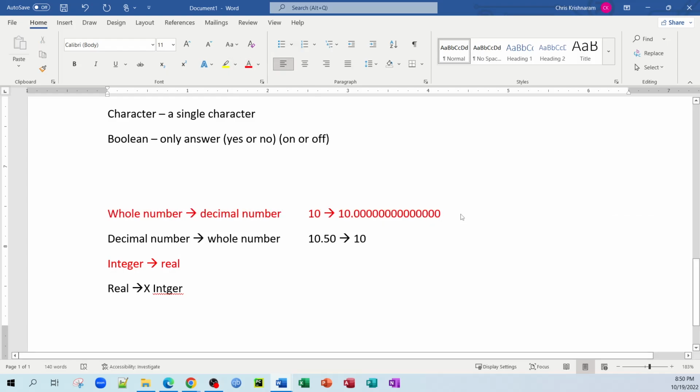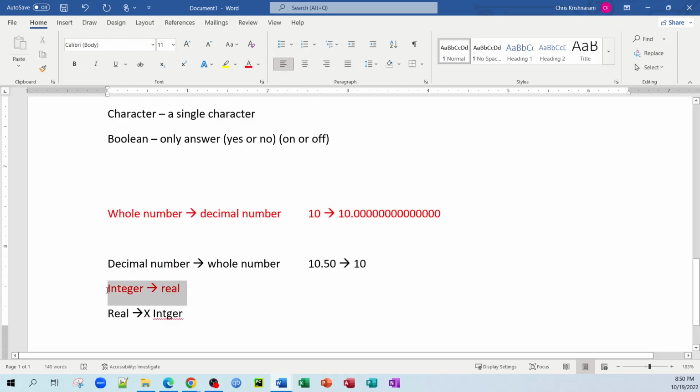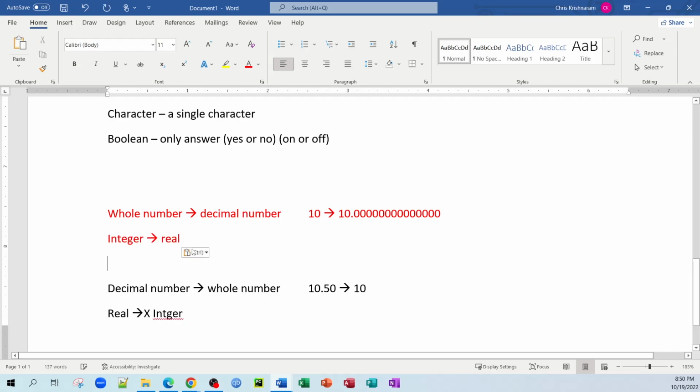So these two here, let me put them close by instead. Good. So like that. You can store a whole number into a decimal. So in terms of our pseudocode, you can store an integer into a real. That's for the data type. The next one, you cannot store a decimal into a whole number because it's not going to represent the full number. So that means you cannot store a real into an integer.